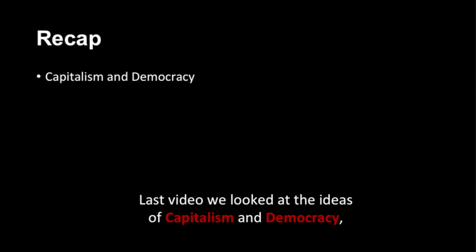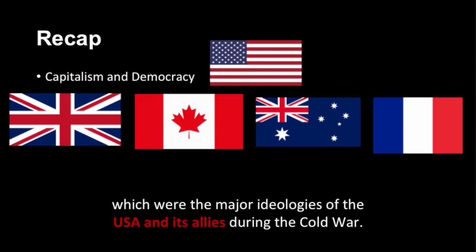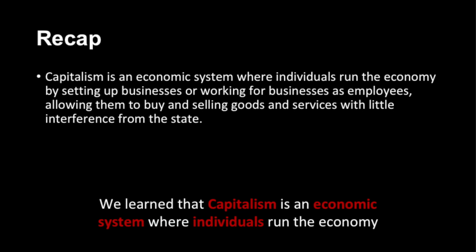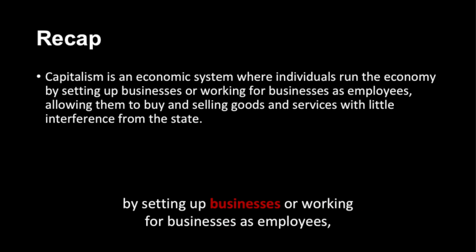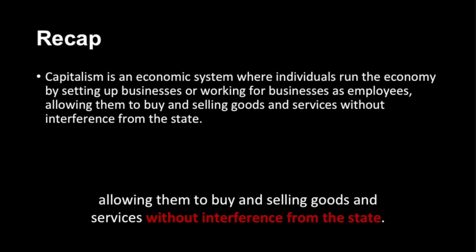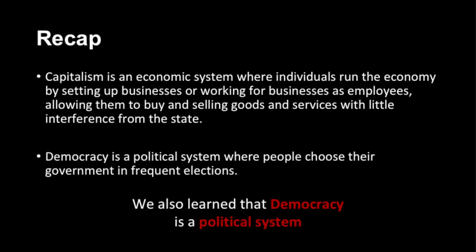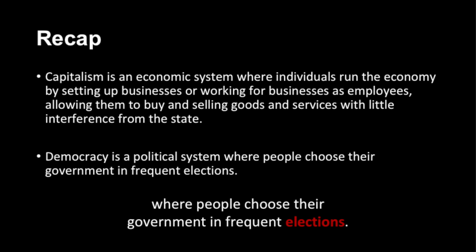Last video we looked at the ideas of capitalism and democracy, which were the major ideas of the USA and its allies during the Cold War. We learned that capitalism is an economic system where individuals run the economy by setting up businesses or working for businesses as employees, allowing them to buy and sell goods and services without interference from the state. We also learned that democracy is a political system where people choose their government in frequent elections.